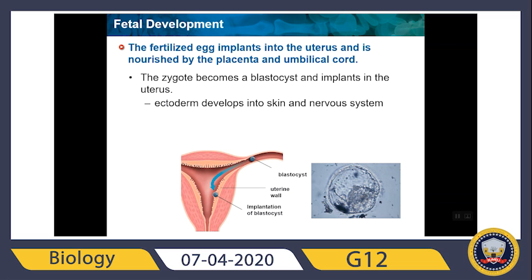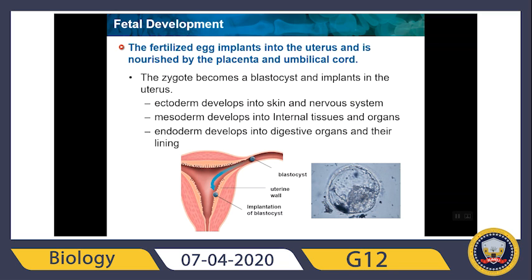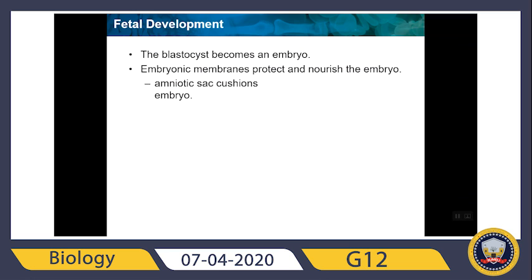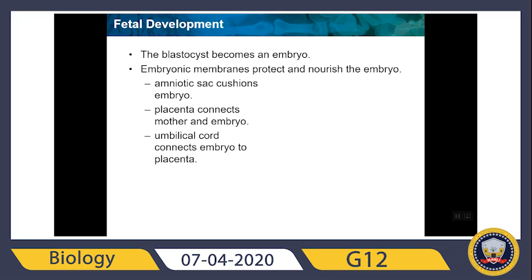Ectoderm develops into skin and nervous system. Mesoderm develops into internal tissues and organs. Endoderm develops into digestive organs and their lining. The blastocyst then becomes an embryo. Embryonic membranes protect and nourish the embryo. We have the amniotic sac that cushions the embryo. Placenta connects mother to embryo. Umbilical cord connects embryo to placenta.